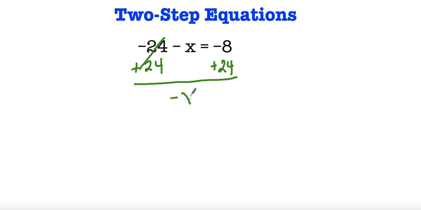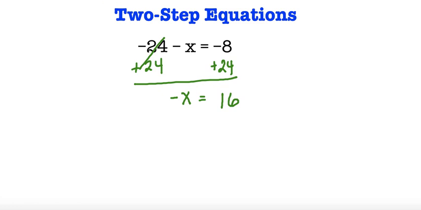I'm left with negative x on the left side is equal to. Now here, we don't have the same sign, so we're going to subtract and then keep the sign of the one with the greatest absolute value. So 24 minus 8 is 16. And the number with the greatest absolute value in this case is positive 24. So our answer is positive 16.